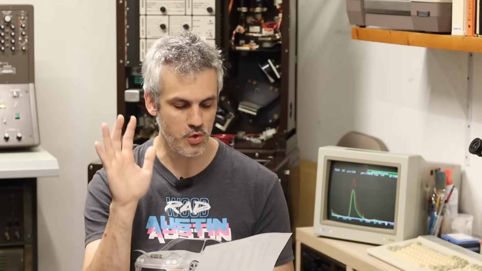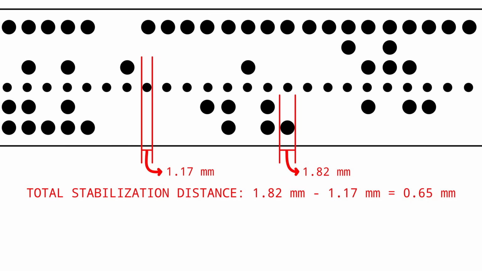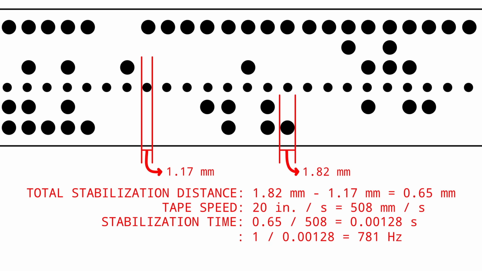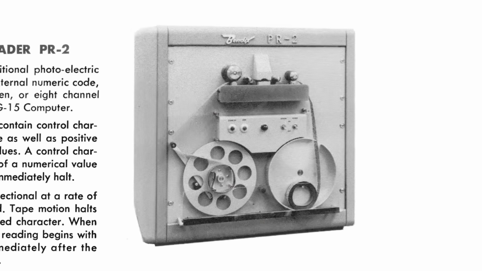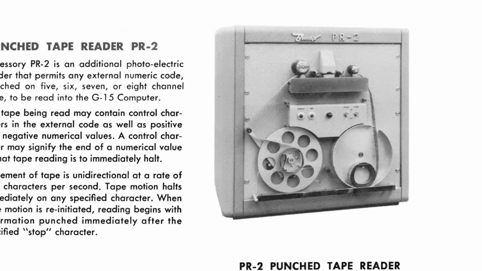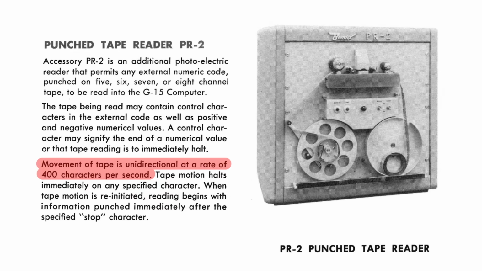Now the tape is moving at 200 characters per second, which is 20 inches per second. And since I'm doing everything in the metric system, that comes out to 508 millimeters per second. So you do a little bit of division here, and that comes out to around 780 hertz. So 200 characters per second is not getting anywhere near the limitations of the photodiode, which makes sense because the Bendix G-15 also has a separate peripheral that is a phototape reader that sits on the desk that reads at 400 characters per second, double the speed. So that's going to need to deal with modulation around 1.4 kilohertz.